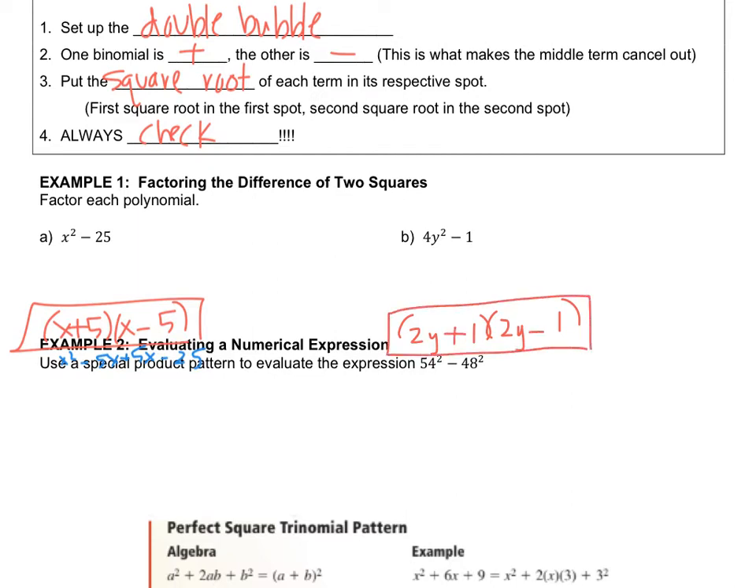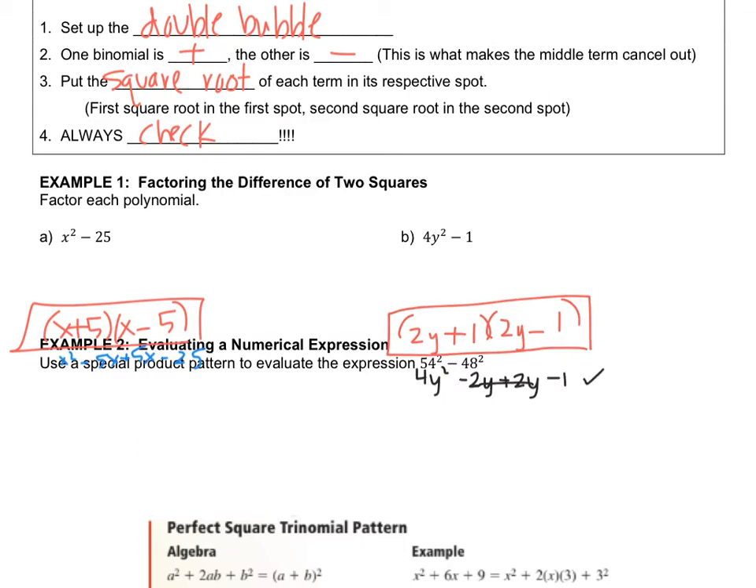We can check by doing FOIL. So 2y times 2y is 4y squared. Then you get 2y times negative 1. Then you get positive 1 times 2y, and you get positive 1 times negative 1. These cancel, so checked.